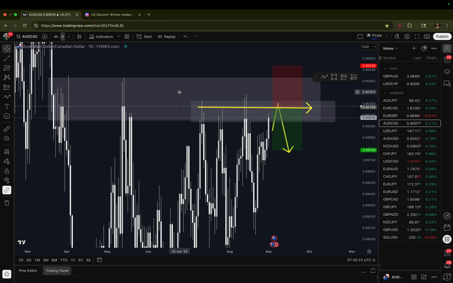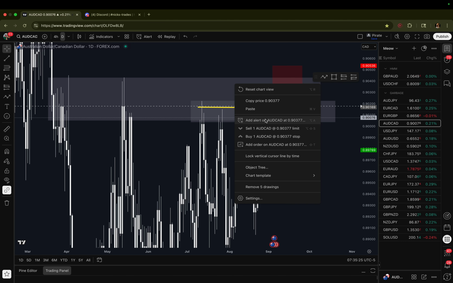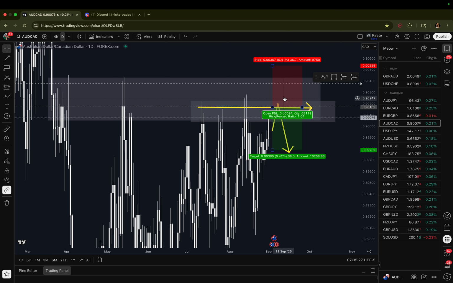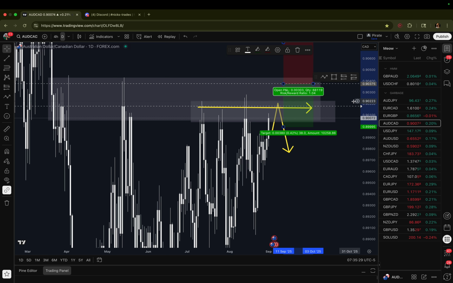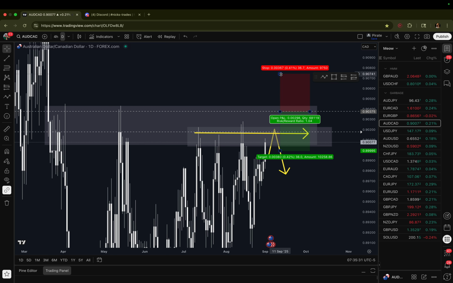A lot of you might ask, why don't you just set an alert at these highs and sell up there? Because then you have your entry up there, your stop loss just above the zone, and the same target. Now you have a 1-to-2 risk reward ratio. Why don't you just do that, Nick? The thing is, that could set up, yes, but it wouldn't be as likely to set up.